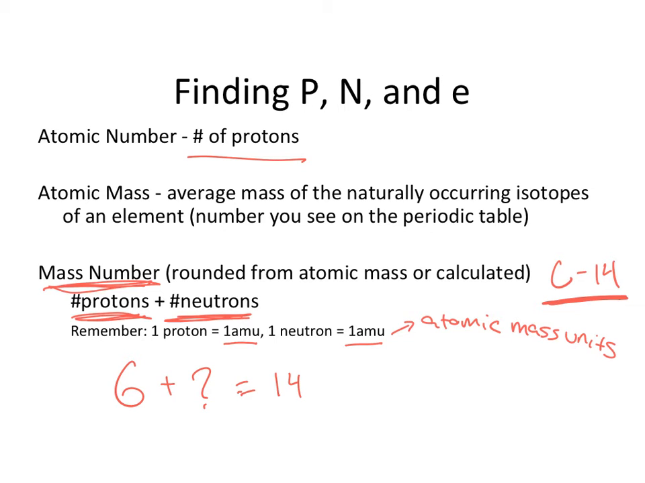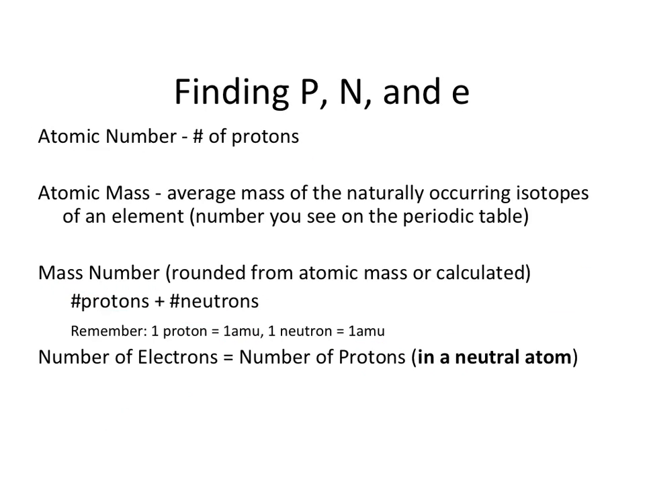So I can solve for the number of neutrons here by subtracting 6 from both sides of my equation, really subtracting 6 from my mass number, and that gives me 8 as my number of neutrons in this particular atom. So you guys will be able to solve problems like this given some other pieces of information.